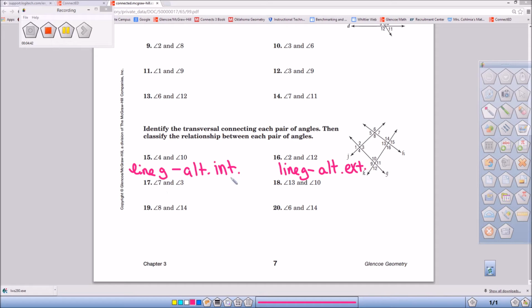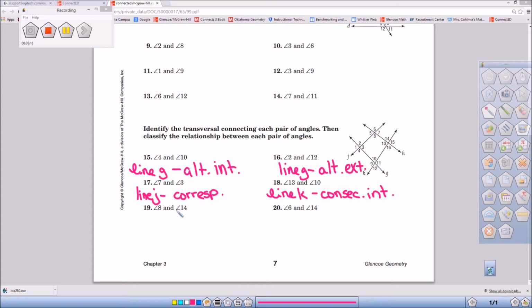Then angle 7 and 3, the transversal here is line J, and they are going to be corresponding. Angle 13 and 10 are going to be on transversal line K, and they are consecutive interior.